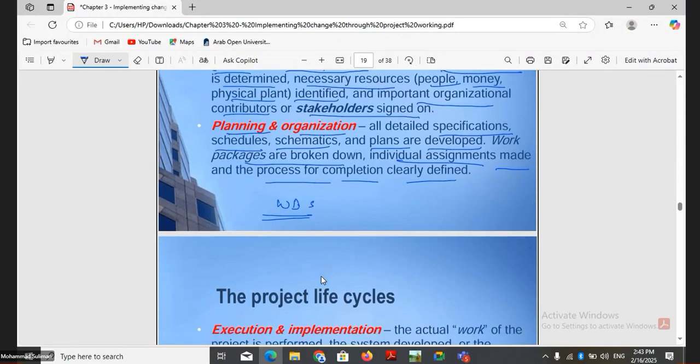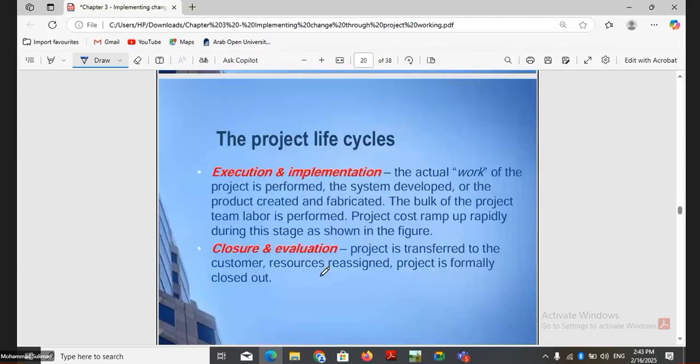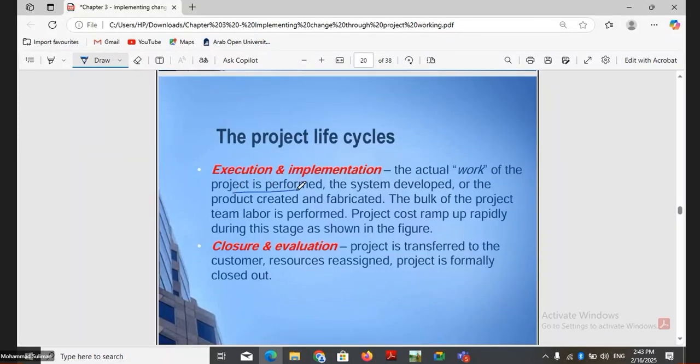The next stage is execution and implementation. So here the actual work of the project is performed. The systems are developed or the product is created and fabricated. The bulk of the project team labor is performed. It means most of the people will work here in the execution and implementation phase. Project costs ramp up rapidly. Project cost is utilized here during this stage, as we saw in the previous figure. So during the execution and implementation phase, most of the people of the project will work, and it takes some time.